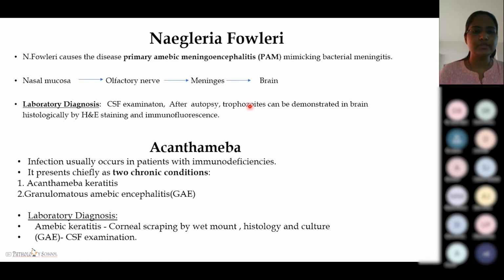section and immunofluorescence. Then Acanthamoeba infection usually occurs in patients with immunodeficiencies, and it presents chiefly as two chronic conditions: Acanthamoeba keratitis and granulomatous amoebic encephalitis. Laboratory diagnosis of amoebic keratitis is done by corneal scraping with wet mount, histology, and culture, and that of granulomatous amoebic encephalitis is done by CSF examination.